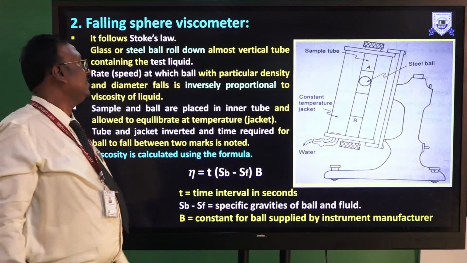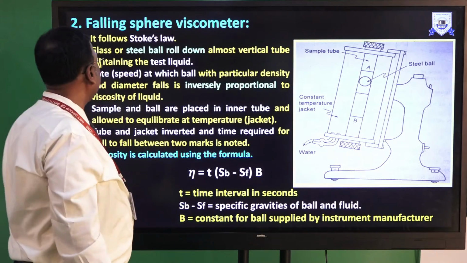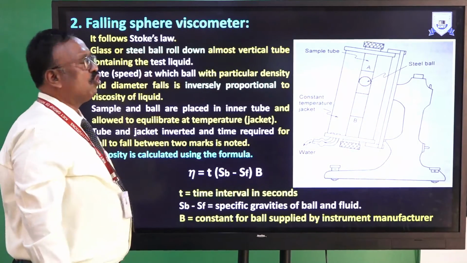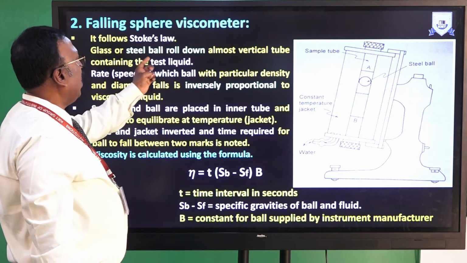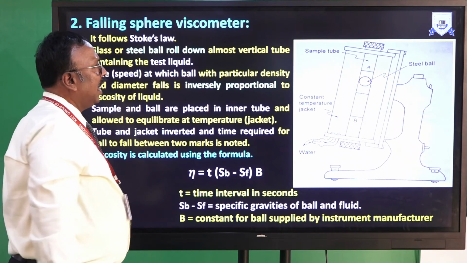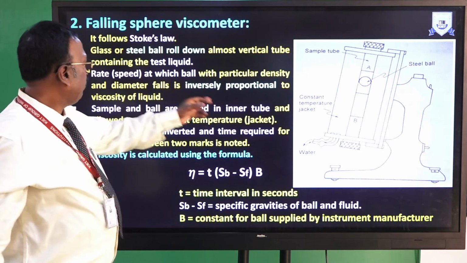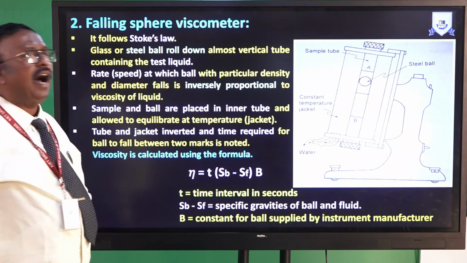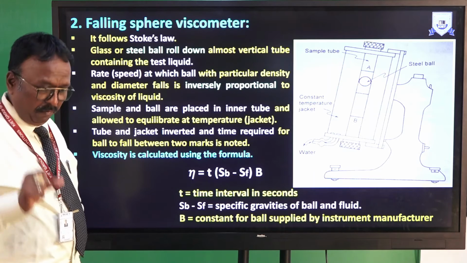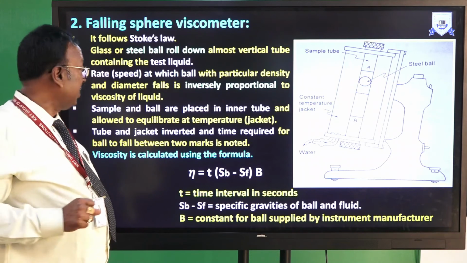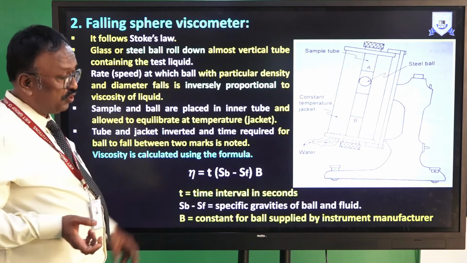Second one, falling sphere viscometer. Falling sphere viscometer means it follows Stokes' law, and glass or steel balls are rolled down an almost vertical tube containing a test liquid. The speed at which a ball with a particular density falls is measured. A stainless steel ball having a particular density is selected. The diameter is also selected, and the fall time is related to the viscosity of the liquid.